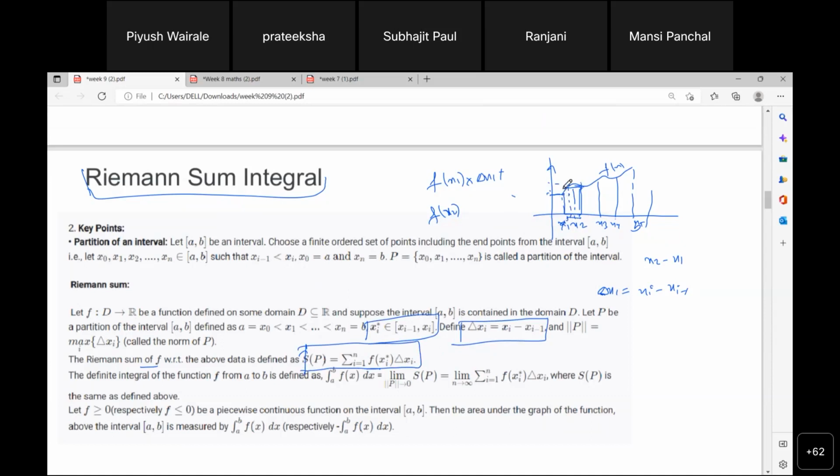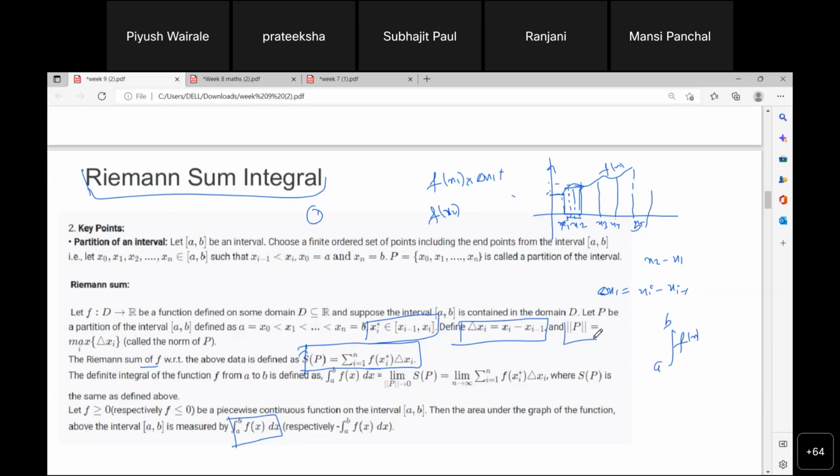Another way to find the area under this curve is to simply integrate f of x from A to B, which equals this particular thing, as you can see here. So in these Riemann sum integrals, remember two important things. The first one is this expression, where del xi is xi minus xi minus 1, and xi star belongs to this particular interval.